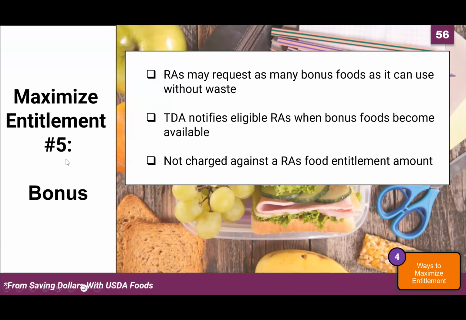And then, of course, utilizing bonus entitlement. Towards the end of the year, you'll get emails from TDA saying, hey, we have these bonus items available, can any of you utilize them? So if you're able to utilize bonus items, make sure that you do, because then you don't have to spend as much of your other dollars. You can use your USDA funds. RAs may request as many bonus foods as they can use without waste, so don't stack up bonus items that you're not going to utilize. Please only request them if you know that you're able to utilize them. TDA will notify eligible recipient agencies when bonus foods become available, so please be on the lookout for those. And they're not charged against the RA food entitlement amount, so it doesn't count against you.